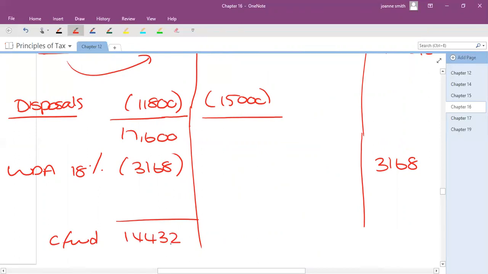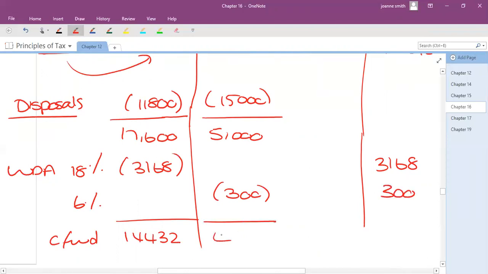For the special rate pool, we had 1 addition and 1 disposal. And yes, it is a single asset that no longer exists, but remember, we can't write balances off on single assets. That only applies when you've got individuals, when you've got some private use and you've got to get rid of that asset. But we've just got a pool here. So even though the asset has effectively gone, we've got to keep writing it off at 6%. And that gives me £300 worth of allowances and a balance in the pool of 4,700.